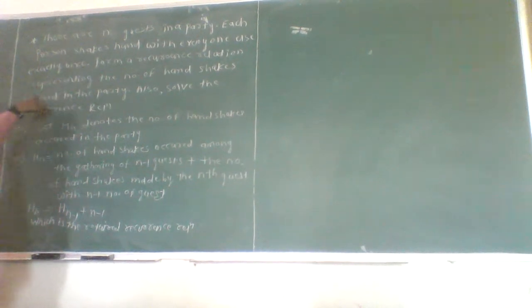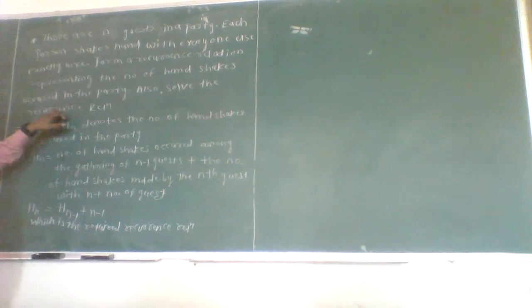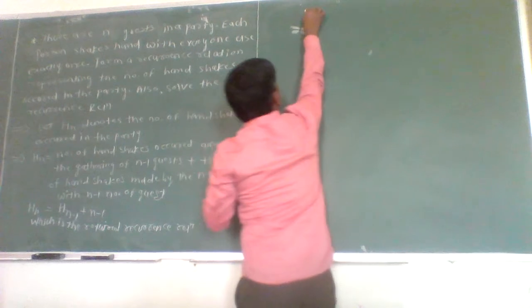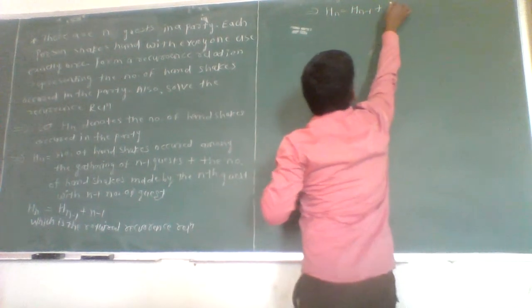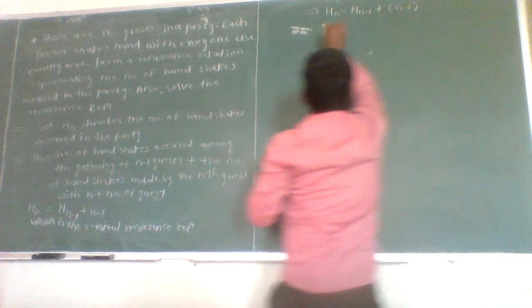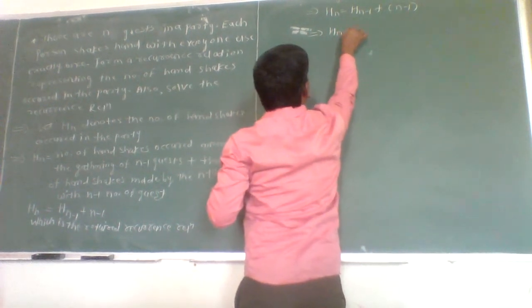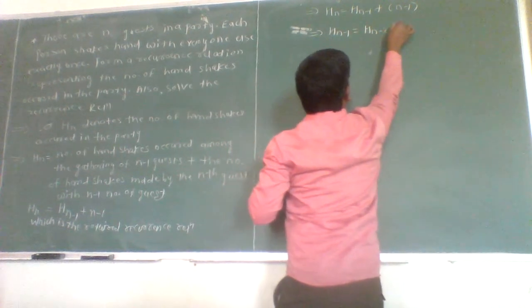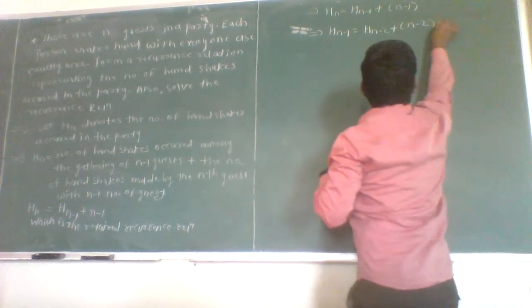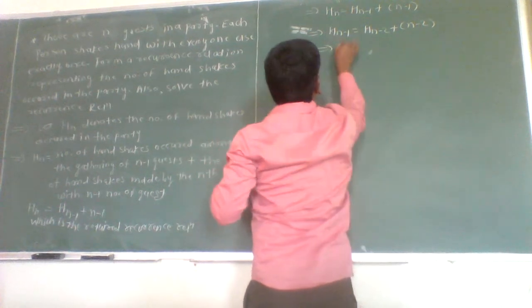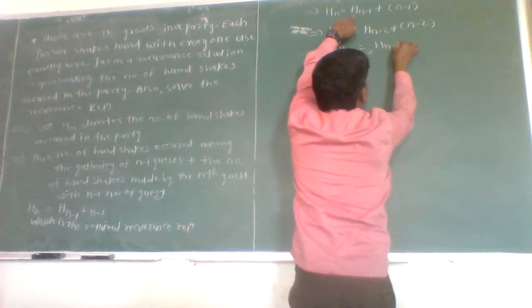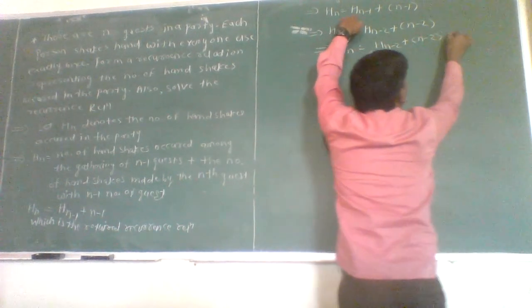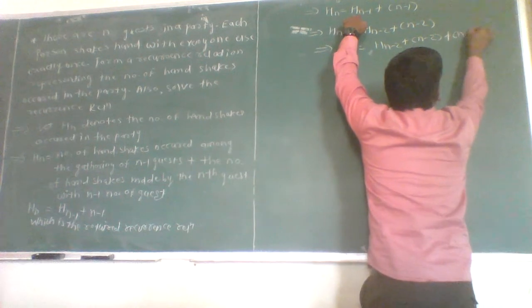Now we also have to solve the given recurrence relation, and to solve it we use the iteration method. Here, Hn is equal to Hn minus 1 plus n minus 1, which implies Hn minus 1 is Hn minus 2 plus n minus 2. Putting the value of Hn minus 1 in this one, Hn is equal to Hn minus 2 plus n minus 2 plus n minus 1.